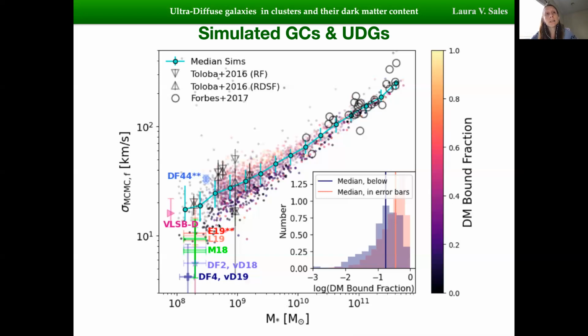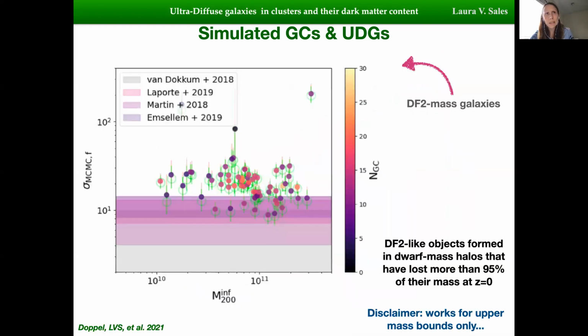And if you look a bit in detail, these objects that are outside the 1 sigma relation shown here in cyan, if they scatter low here, they seem to always have a lower dark matter bound fraction. So it seems to confirm that, once we do the same treatment as the observers, tidal stripping would explain these objects. Now, does it explain things like dark matter free galaxies, like DF2?